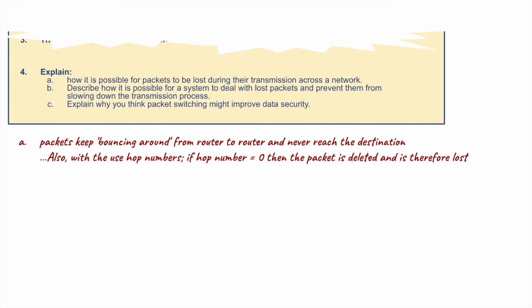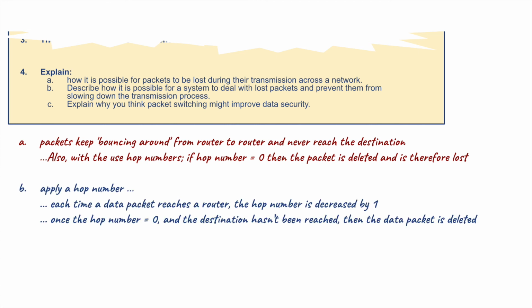B. Describe how it is possible for a system to deal with lost packets and prevent them from slowing down the transmission process. Well, again, as we've mentioned in part 1, apply a hop number. Each time a data packet reaches a router, the hop number is decreased by 1. Once the hop number is down to 0 and the destination hasn't been reached, then the packet gets deleted.